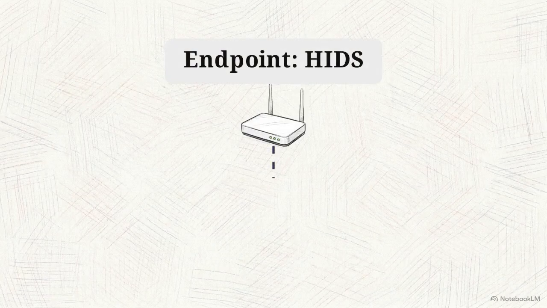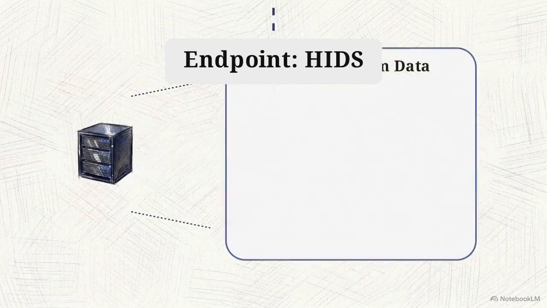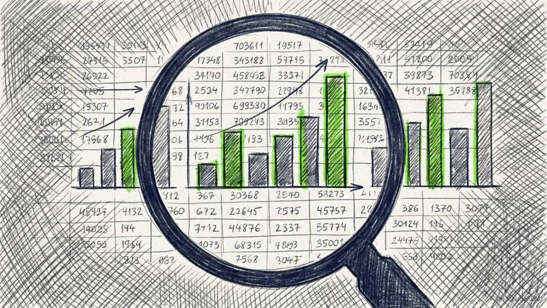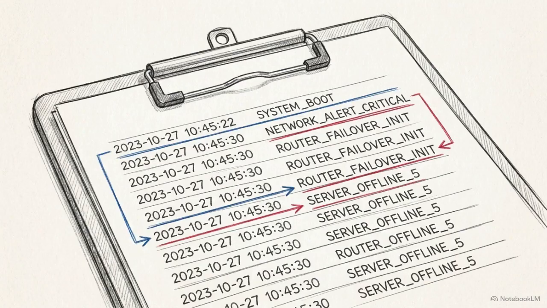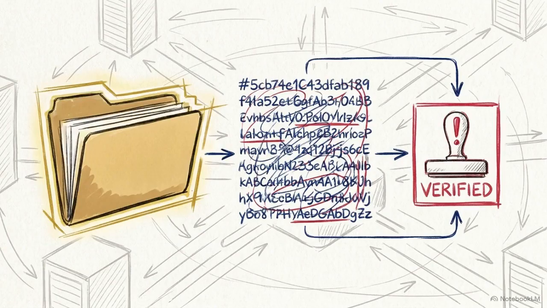This brings us to the host-based IDS, or HIDS. It's an autonomous monitoring agent installed directly onto individual devices, like critical database servers. HIDS examines metrics that the network gateway cannot see. It monitors local system event logs, watches active operating processes, and verifies the integrity of stored files.